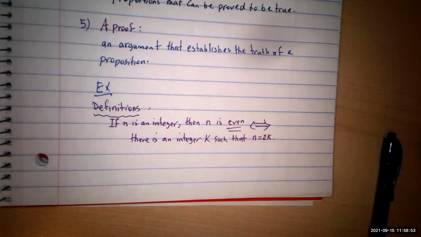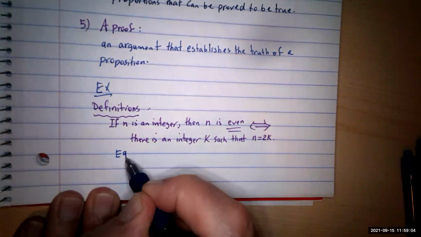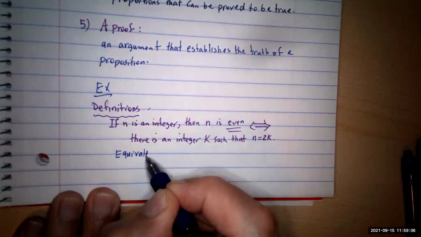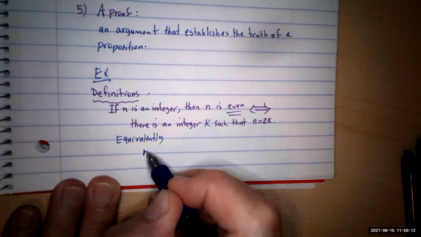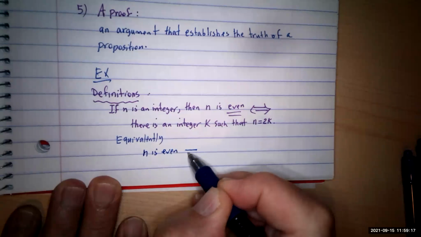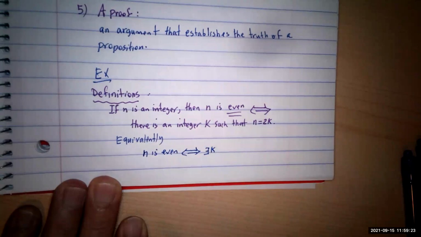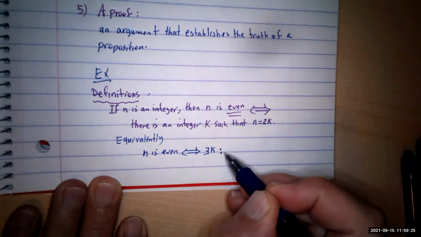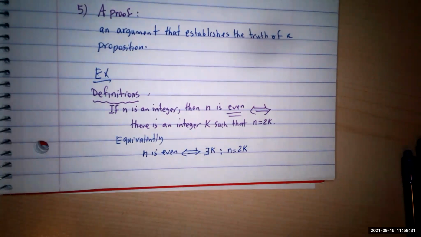If you say n is even, this means there is a k such that n equals 2k. In short form, this is the way you write it down, and you need it quite a lot. Equivalently, n is even if and only if there is an integer k such that n is equal to 2k. This is the one that we're going to accept for even numbers. Any question?